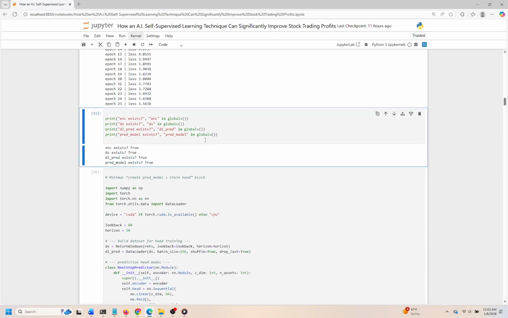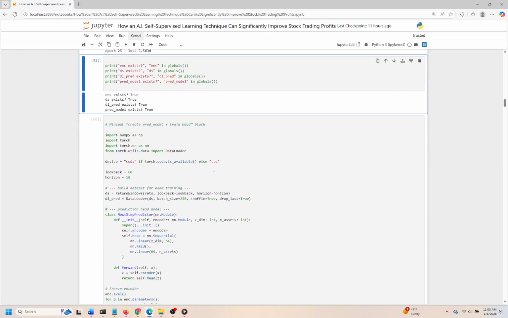utilizing the built-in functionality of Python to assess the presence of the variables enc, ds, dl_pred, and pred_model within the global namespace. The expressions return a Boolean value, indicating the presence, true or false, of each variable. Effectively, what this does is let us validate our assumptions about the setup of our coding environment before we dive deeper into more complex operations.